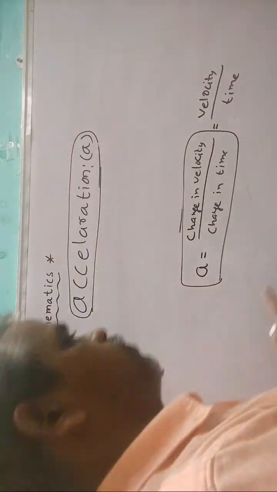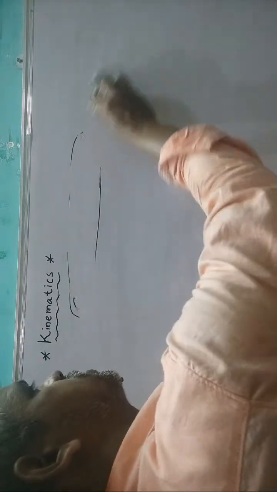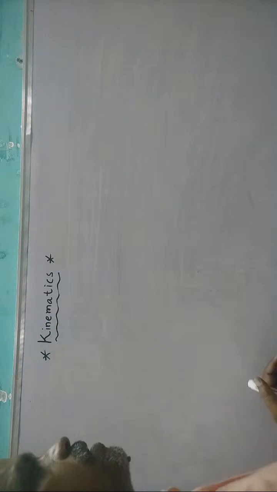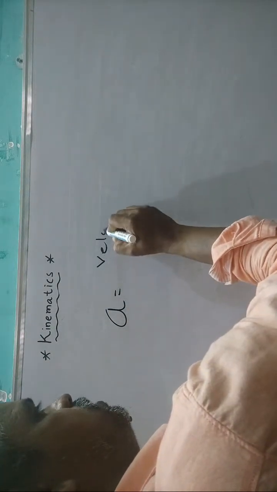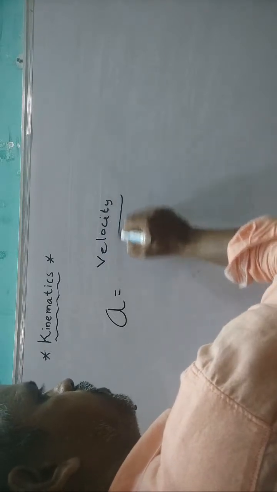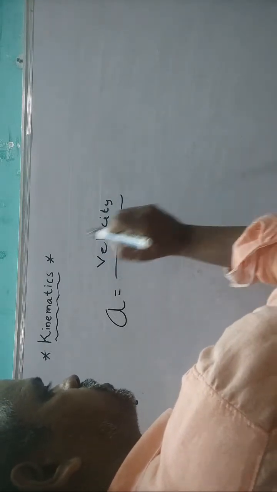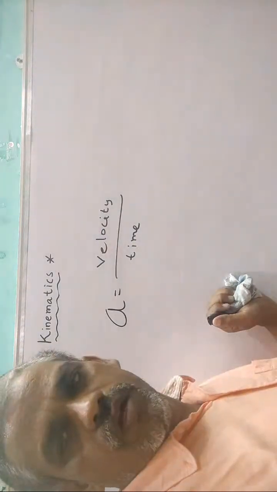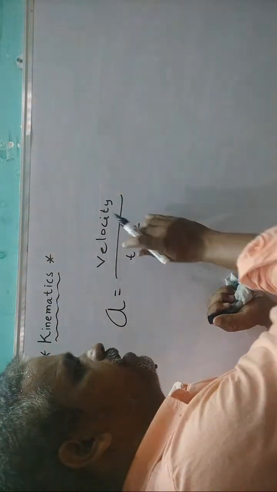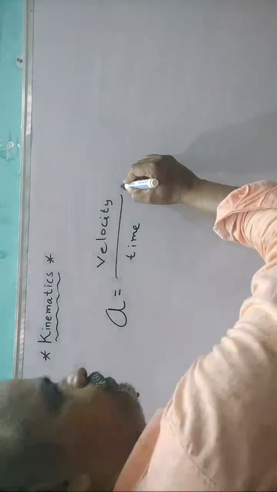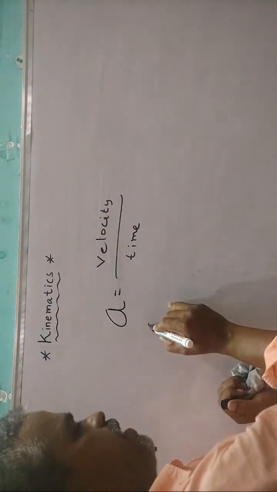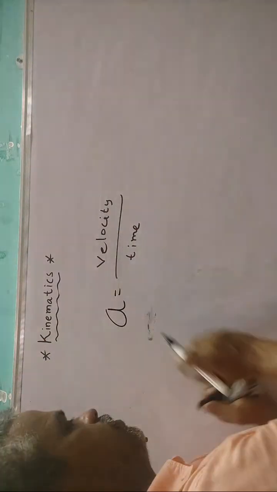Okay, now what are the units for acceleration? How do we calculate units for this physical quantity? See, small a, velocity by time. Velocity by time. See, we can define. How do we define it first? See, you can write the definition.